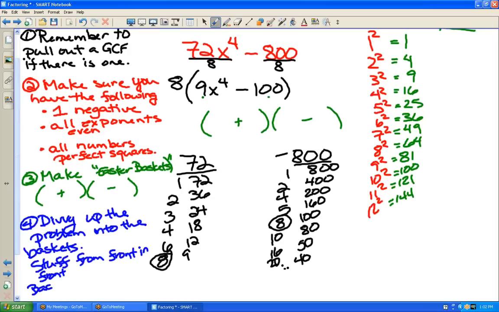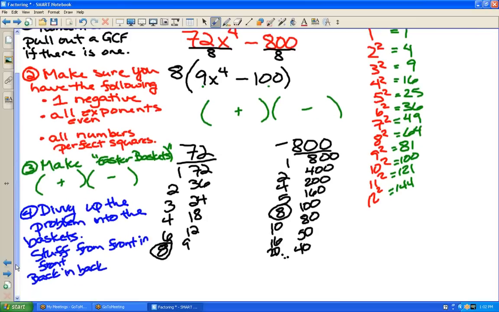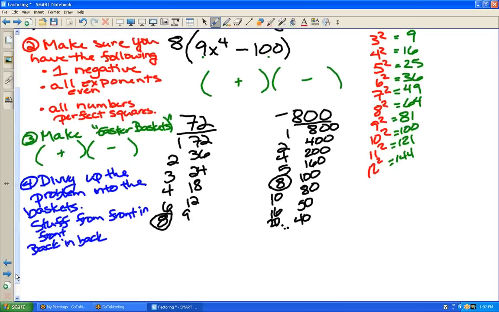And then the back of that. Then the other thing that you have to do with this, I have 4 X's and I have to split them up. So each basket gets 2 of them.